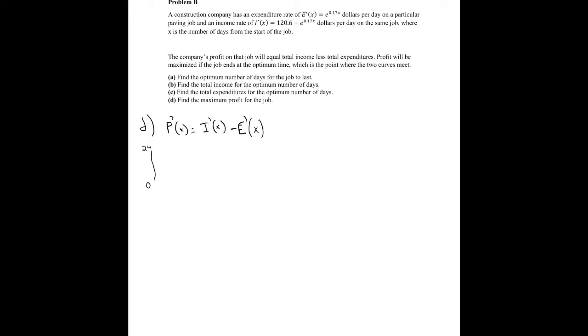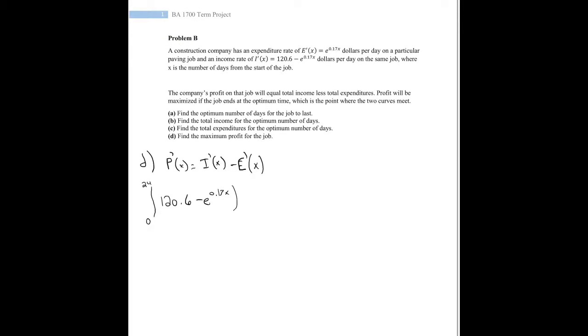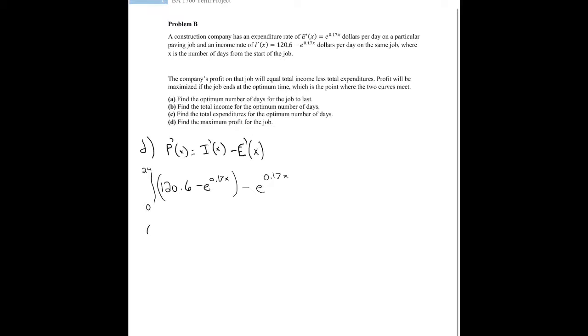So we are going to want to keep the upper and lower bound the same here because it's still the optimum number of days, because we want to maximize. Then we want to subtract the income rate equation minus the expenditure rate equation. So 120.6 minus 0.17x minus e to the 0.17x. Now, if we combine our like terms and clean that up a little bit, we get 120.6 minus 2e to the 0.17x. So this would be the derivative of our profit equation.